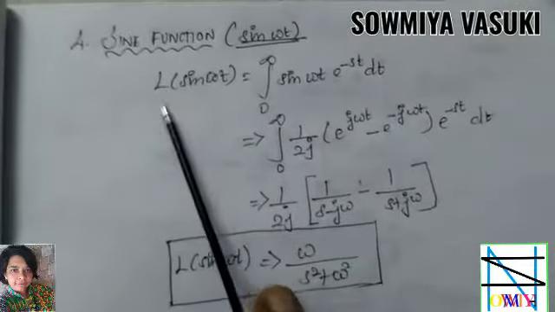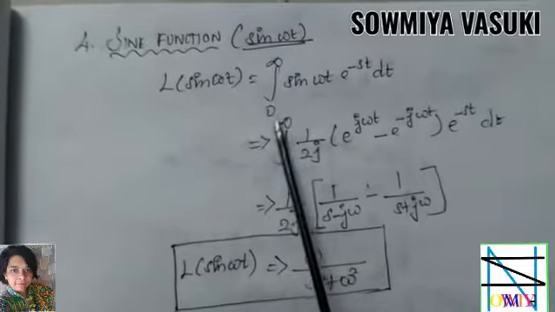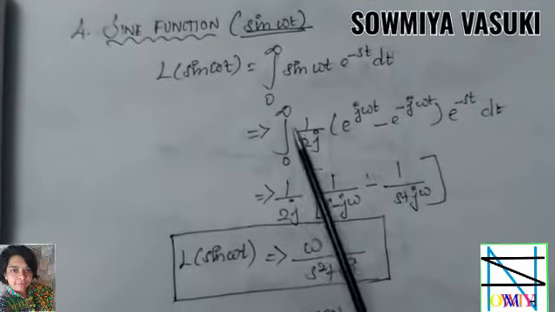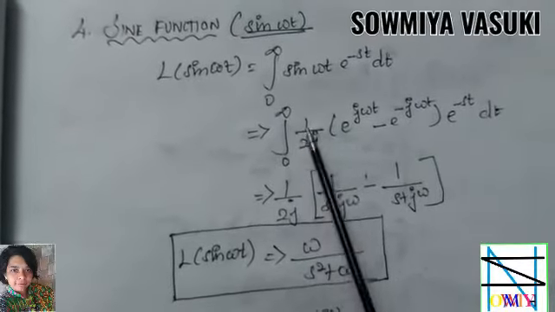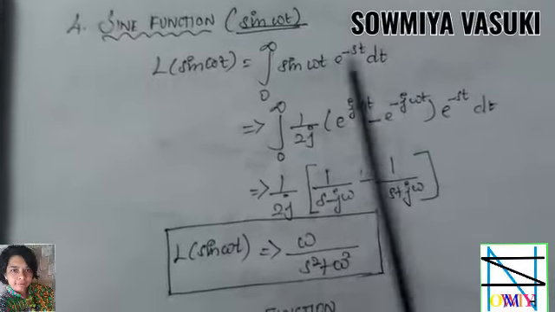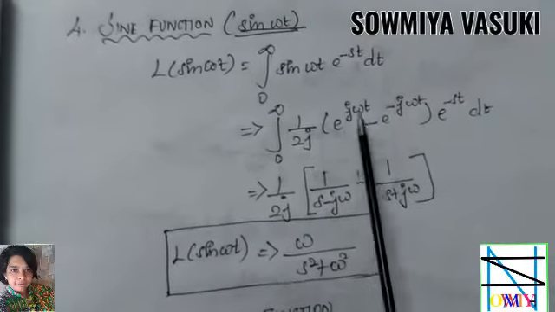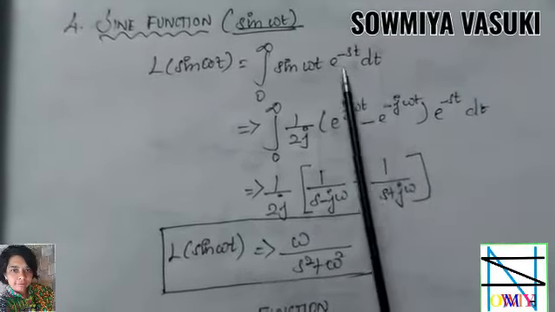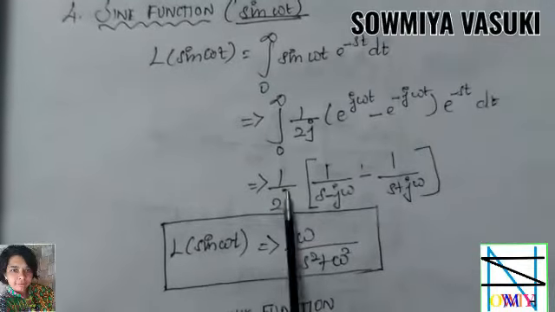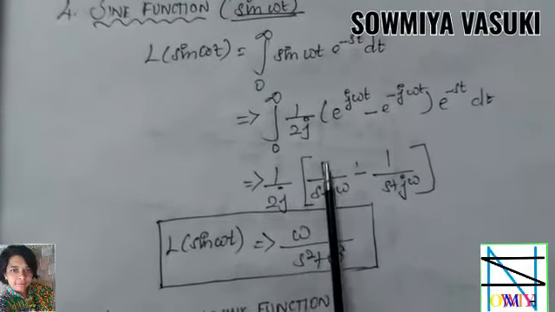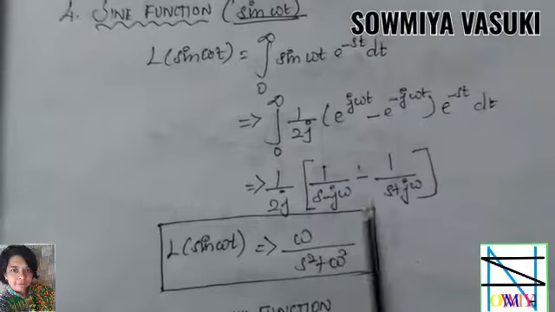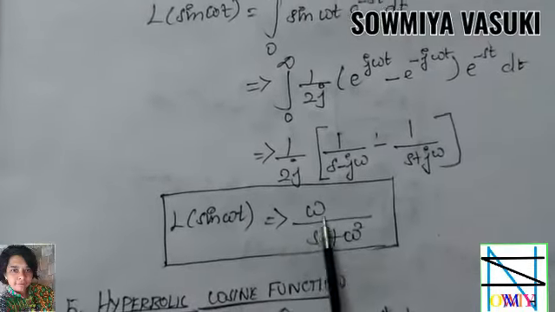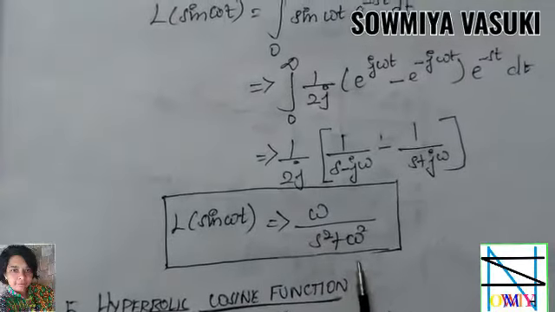Function sin omega t. L of sin omega t is equal to integral from 0 to infinity of sin omega t into e power minus st into dt. So sin omega t is 1 by 2j of e power j omega t minus e power minus j omega t, into e power minus st into dt. So 1 by 2j of 1 by s minus j omega minus 1 by s plus j omega. So L of sin omega t is equal to omega divided by s square plus omega square.